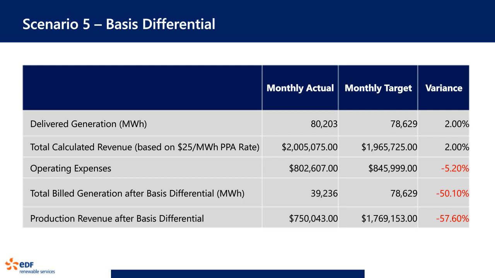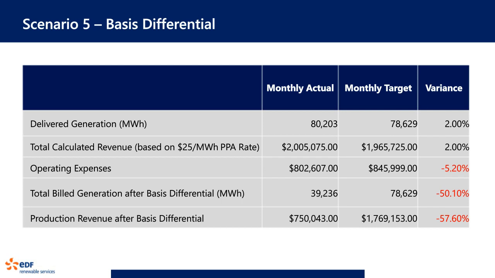So the first thing to point out here is the metrics look a little bit different than the slides that we have previously talked about. This is a wind project, a hypothetical wind project, but let's assume that this scenario takes place in ERCOT. When you look at this table, we have some different metrics. We've got delivered generation, which is just the megawatt hours that were delivered for the month. We take a look at the total calculated revenue, which is our assumption of how much money we're going to walk away with. In this case, the project has a PPA with a $25 per megawatt rate.